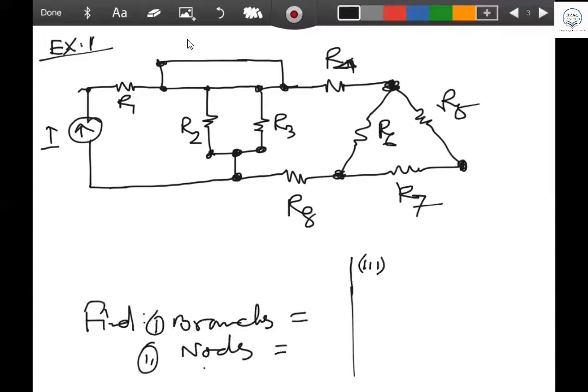All of you, have you drawn it? Yes, sir. Now tell me, how many branches are there? Sir, 9. Okay, how did you get 9? 8 resistors and 1 source. Right, absolutely. Very straightforward: 1, 2, 3, 4, 5, 6, 7, 8 resistors and 1 source. So altogether the branches are 9. Very simple. How about the nodes?